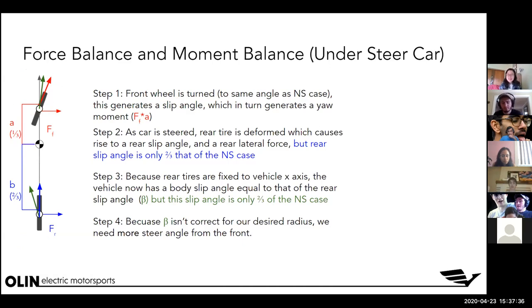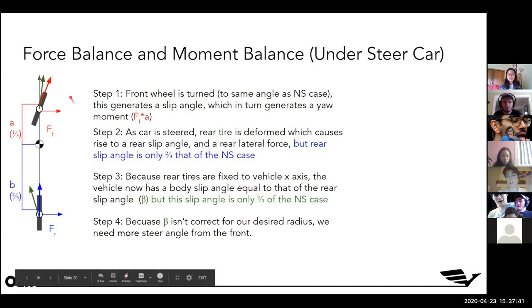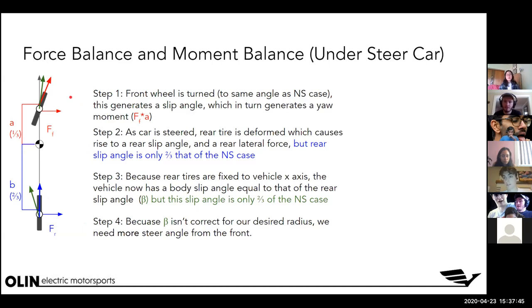Yeah, absolutely. So what we're saying here is, again, step one, we steer our front wheels the same amount that we did in the neutral steer case. That means we generated the same amount of slip angle, which means we're generating the same amount of lateral force from this tire. However, the same amount of lateral force times a smaller radius, a smaller distance from the center of mass, is going to result in less yaw moment. Does that make sense?